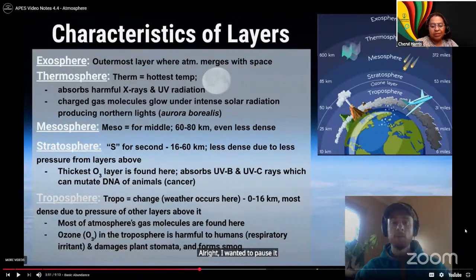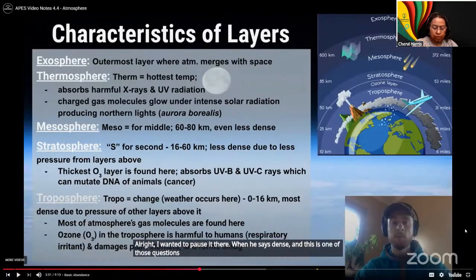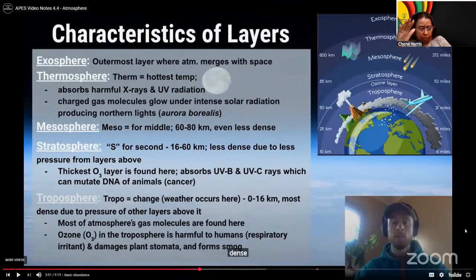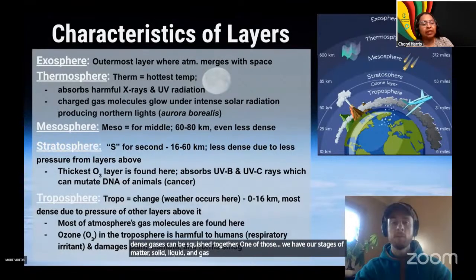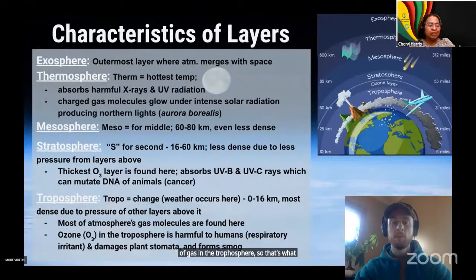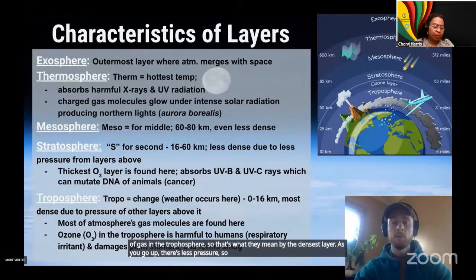All right, I wanted to pause it there. When he says dense, this is one of those questions that they're going to ask you. Dense gases can be squished together. We have our states of matter, solid, liquid, and gas, which takes up the space of its container, except being as this is the layer that's on the bottom, all the other layers above it add pressure to it, so there are more molecules of gas in the troposphere, so that's what they mean by the densest layer. As you go up, there's less pressure, so the molecules can spread out a little more, so they are less dense.